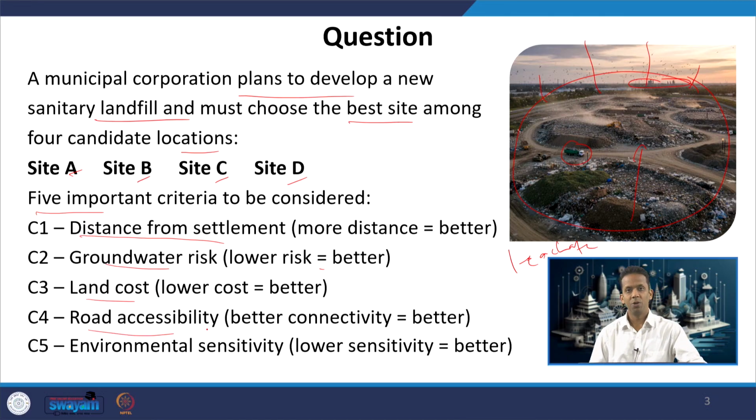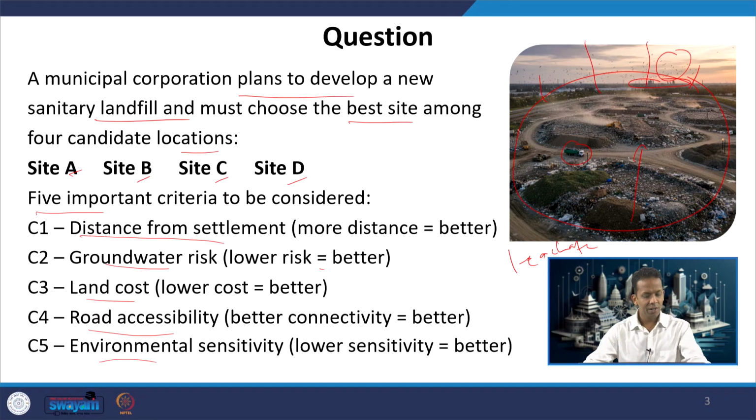Accessibility by road. If it is in the middle of nowhere, then it will need the construction of roads also. So, how accessible that site is by road matters, because it will be mainly through the roads that the transportation will happen for carrying waste from different wards of the municipal corporation to that facility, the landfill. And the last one is environmental sensitivity, which will include emissions, the effect on birds or nearby animals, and biodiversity. So, it sums up the overall criteria of environmental sensitivity.